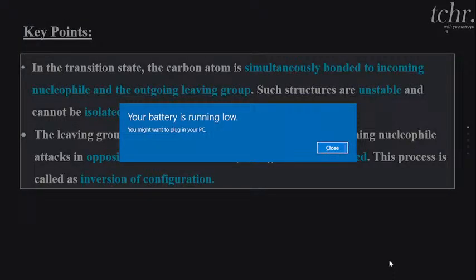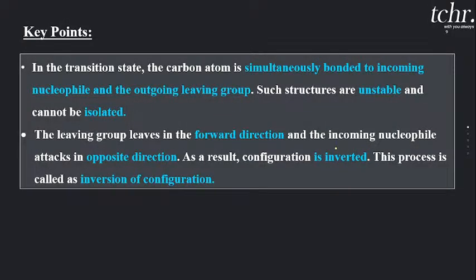It moves from the front. Whereas the incoming group comes in the opposite direction, students. The incoming group. So therefore what you get, the product is an inversion product. Okay. So go through the key points, my dear students, for a better understanding.